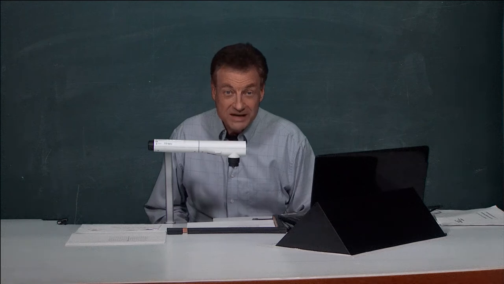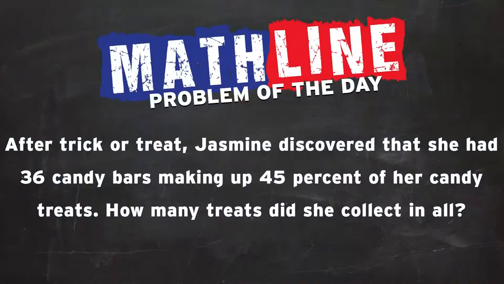Let's reminisce about last night, Halloween, with the problem of the day. After trick-or-treat, yes, I know a lot of you go out trick-or-treating. It's fun, is it not? It is great fun. Jasmine discovered she had 36 candy bars, which made up 45% of her candy treats. How many treats does she collect in all? She did pretty good. That's a pretty good stash for Halloween night.